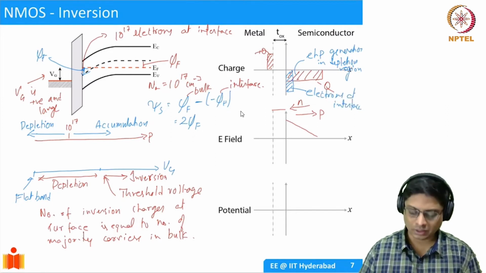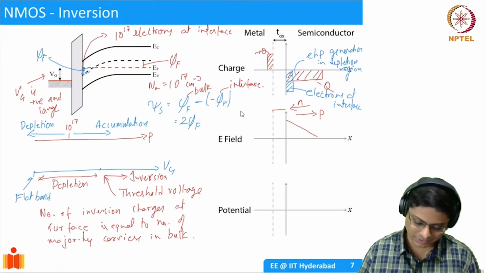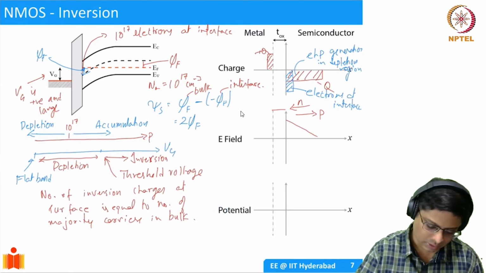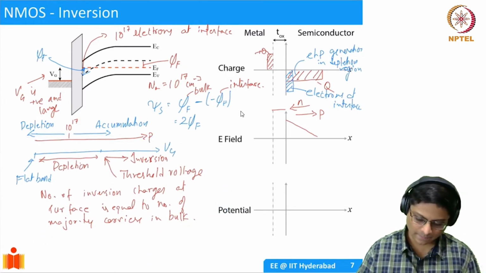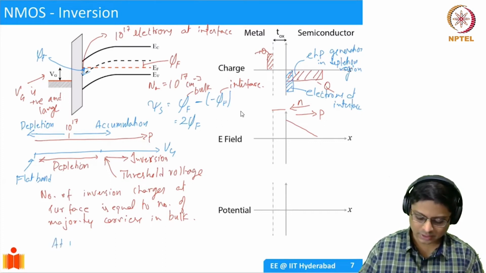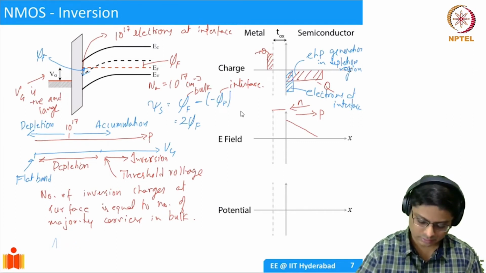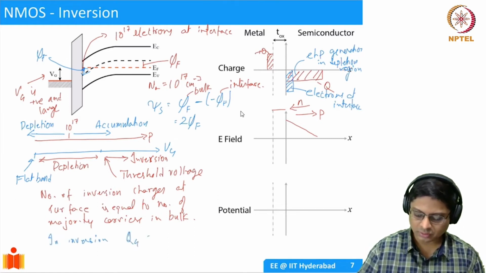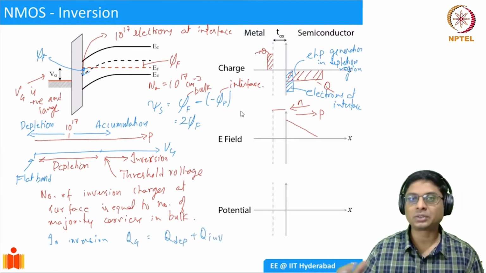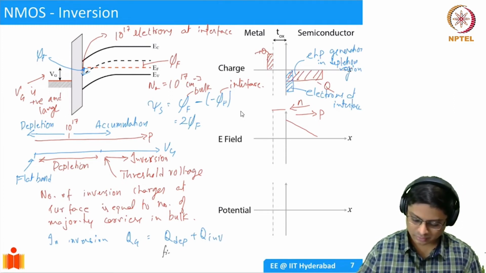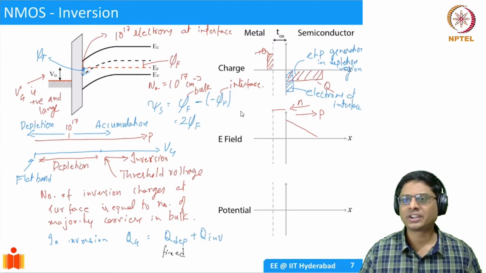Okay. The total now, once inversion is reached, I don't have space. Let me create some space here by moving this up slightly. So at inversion, QG equals Q depletion plus Q inversion. So in the semiconductor, there are two types of charges. One is the depletion charge, which is fixed. But electron hole pairs that are generated are free to move about.